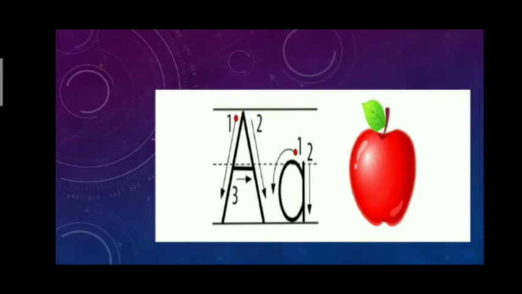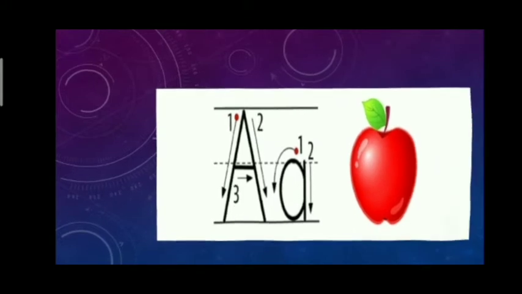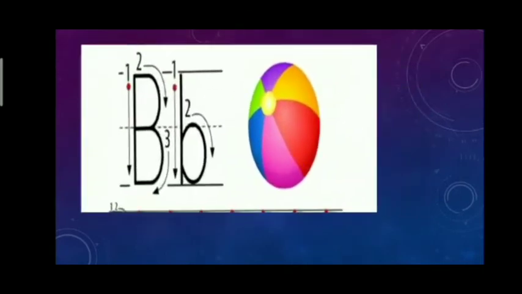First we'll start from the red dot. You can make it according to the arrow. Then number 2. Let's come to the next letter. Next is B. First there is capital B.